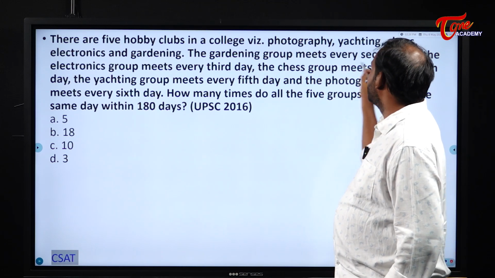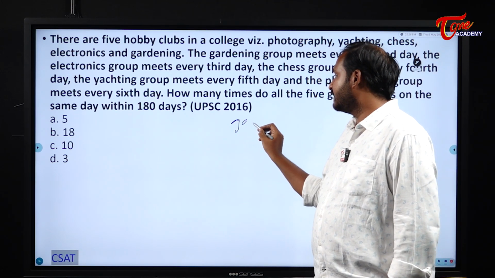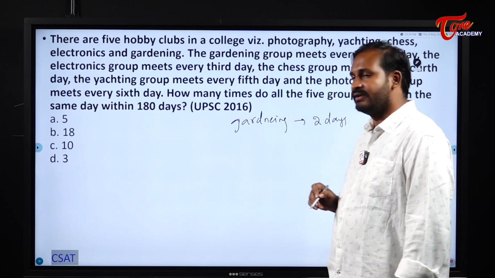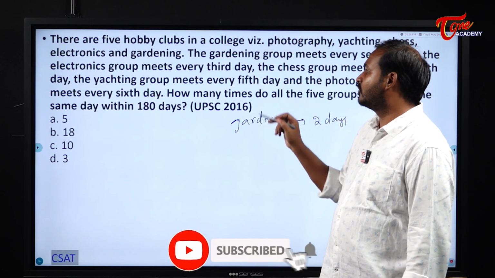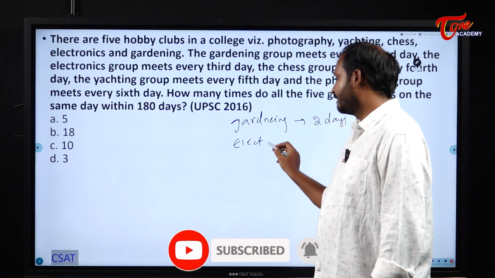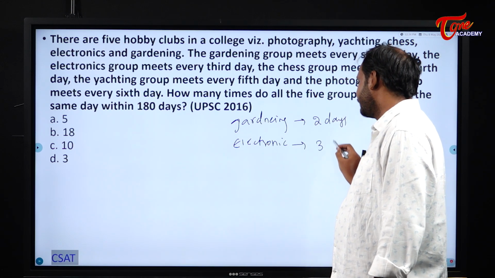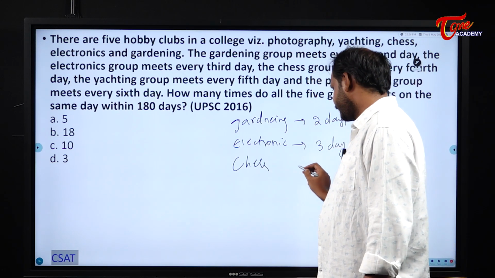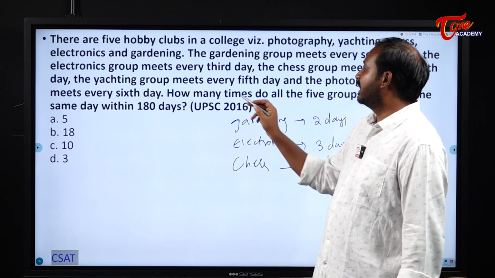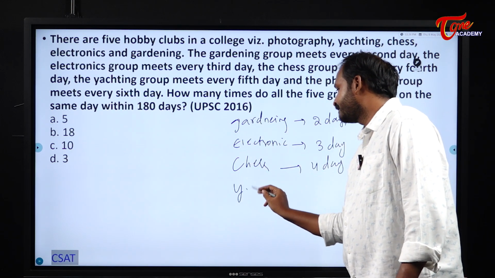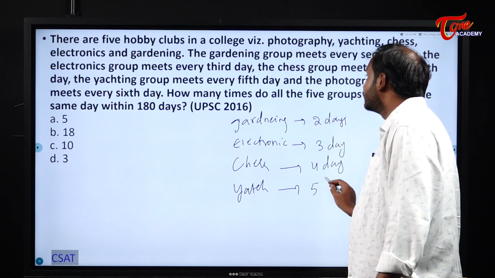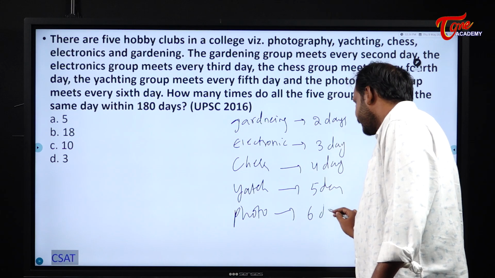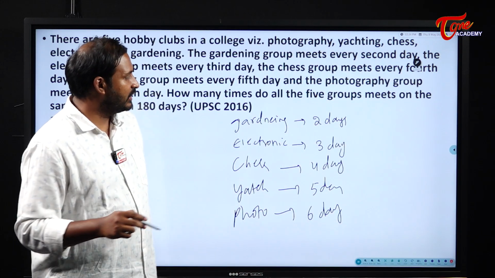See here, the gardening group meets every second day. That means every 2 days they will meet. Next, the electronics group meets every third day. Next, the chess group meets every 4th day. Next, the yachting group every 5th day. And the photography group every 6th day. They are meeting on different days.